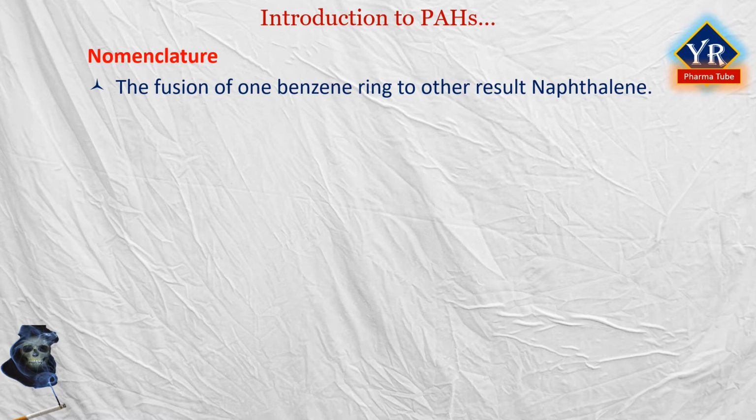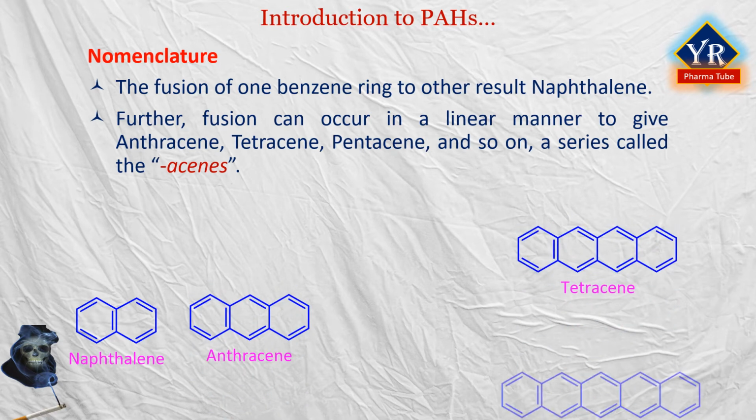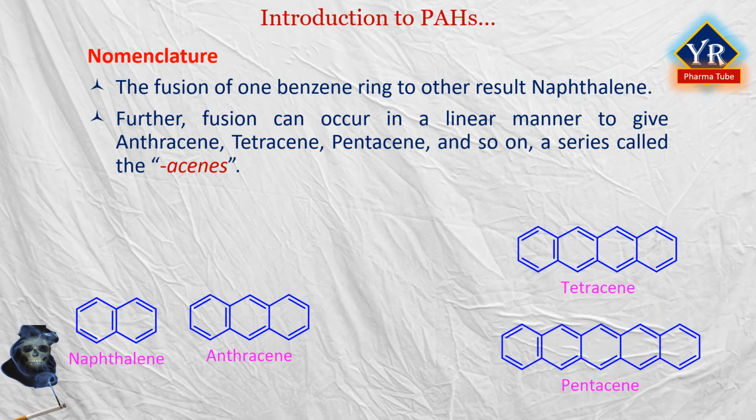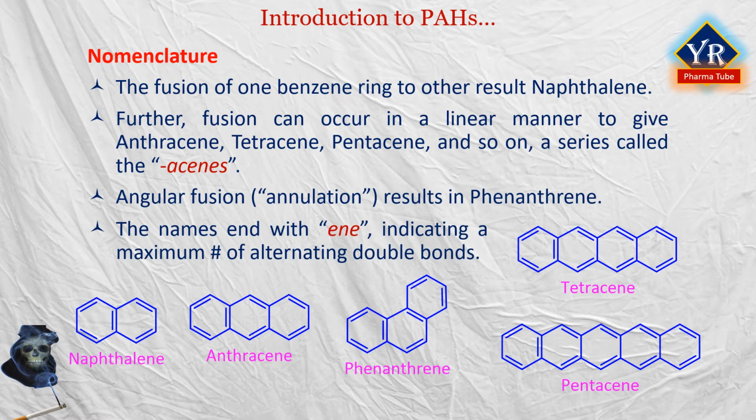The fusion of one benzene ring to another results in a derivative called naphthalene. Further, fusion can occur in a linear manner to give anthracene, tetracene, pentacene, and so on, a series called the acenes. Angular fusion, that is annulation, results in phenanthrene, which can be further annulated to a variety of other benzenoid polycycles. The names end with "ene", indicating a maximum number of alternating double bonds. Huckel's rule does not apply to such fused ring systems.